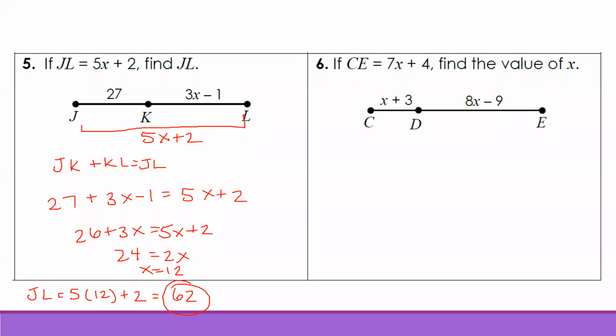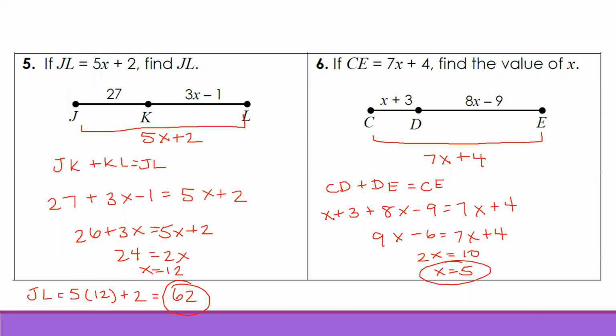So when you solved for x, you should have gotten 12. And then when you plug that 12 in for JL, you get 5 times 12 plus 2. So our final answer, JL is equal to 62. Number 6, it says that CE is 7x plus 4, and all we need to do is find the value of x. Go ahead and try this one.